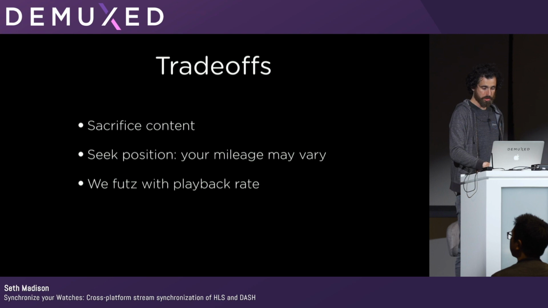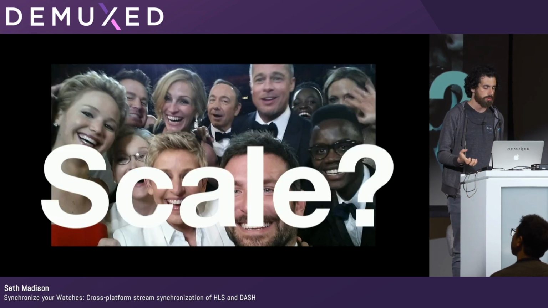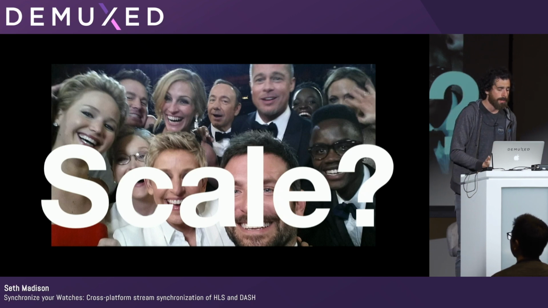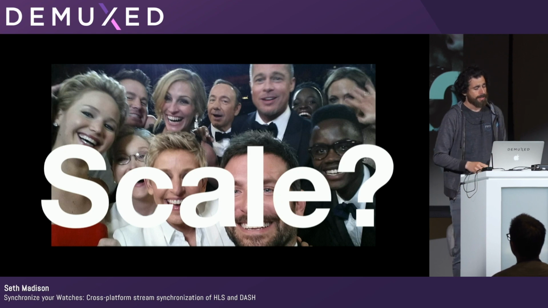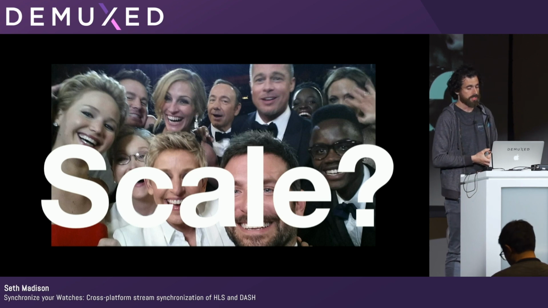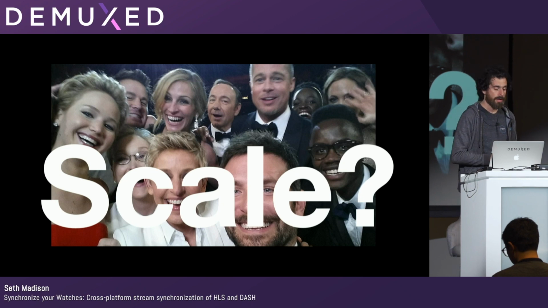So lastly, scale. What happens when Ellen decides to tweet out a link to a Philo watch party in the middle of the Puppy Bowl? Assuming Twitter can stay up with all the traffic, I think we'd be in pretty good shape. So I sort of skipped over how we implemented this all on the server side, but most of it's pretty lightweight. We're only sending messages down to clients on state changes, so seek, pause, play, basically.